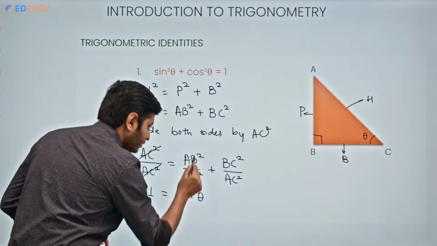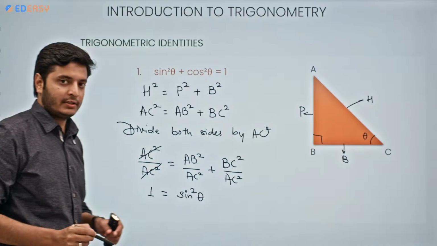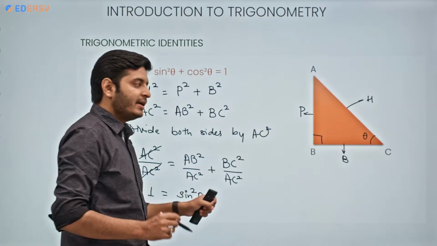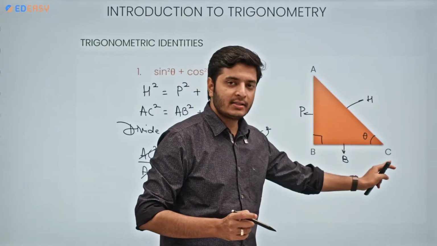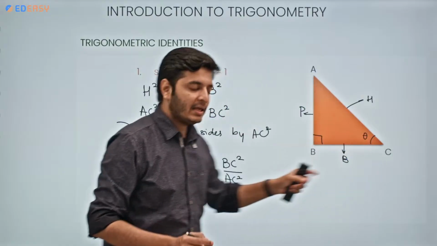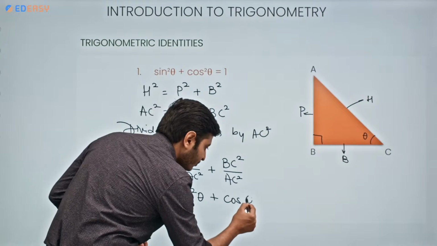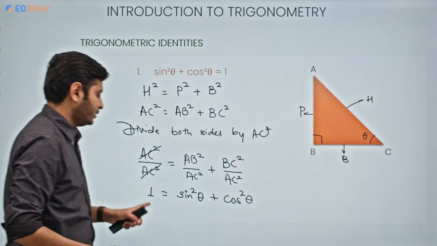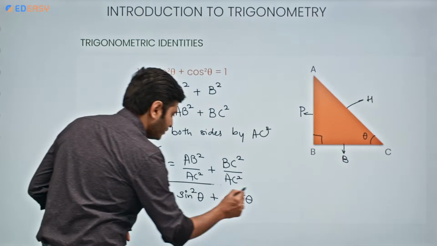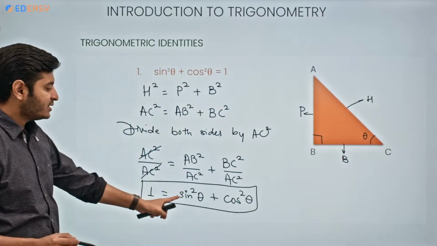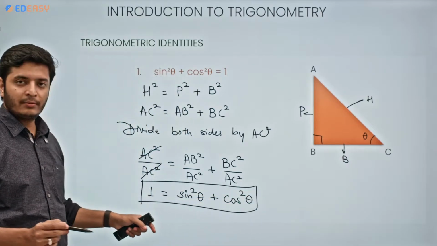Sine theta, but squared, so sine square theta. BC by AC is what? BC is the side adjacent or base and AC is the hypotenuse again. So this will be cos theta, but squared value, so cos square theta. As you can see now, this is our first identity. Sine square theta plus cos square theta is equal to 1, correct?